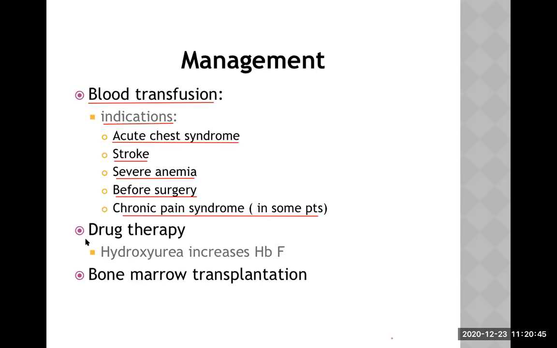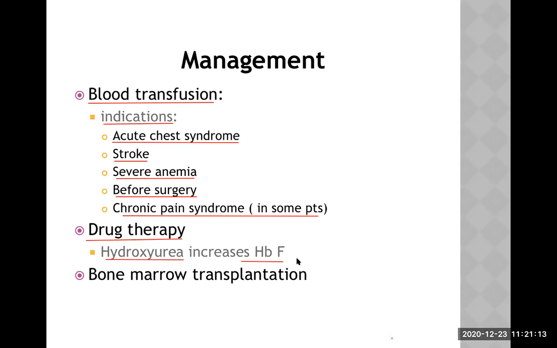One of the important drugs which we can give in this condition is known as hydroxyurea. This hydroxyurea is a type of anti-cancer drug actually. Anti-cancer drug. It can be used in the treatment of chronic myeloid leukemia as well. We do not know the exact mechanism, but hydroxyurea increases the level of hemoglobin F in this case.